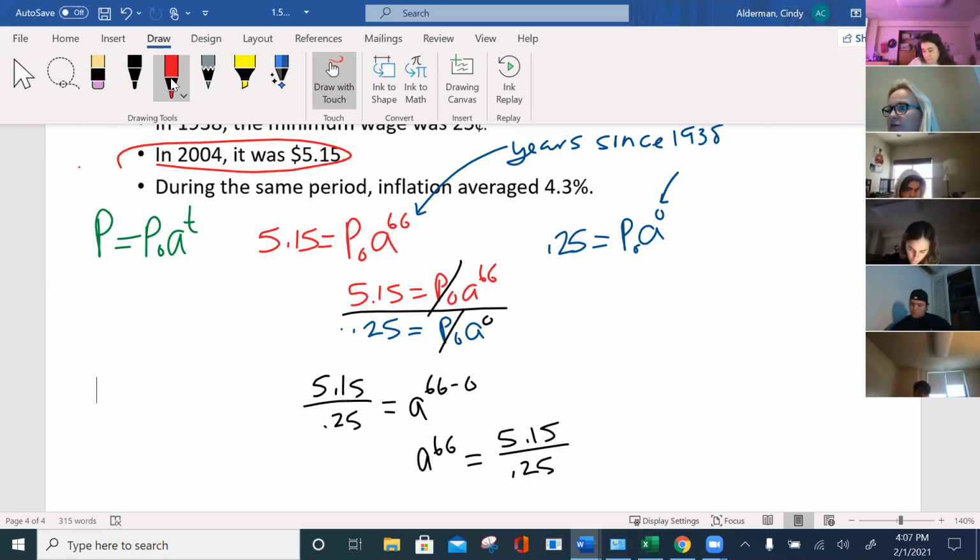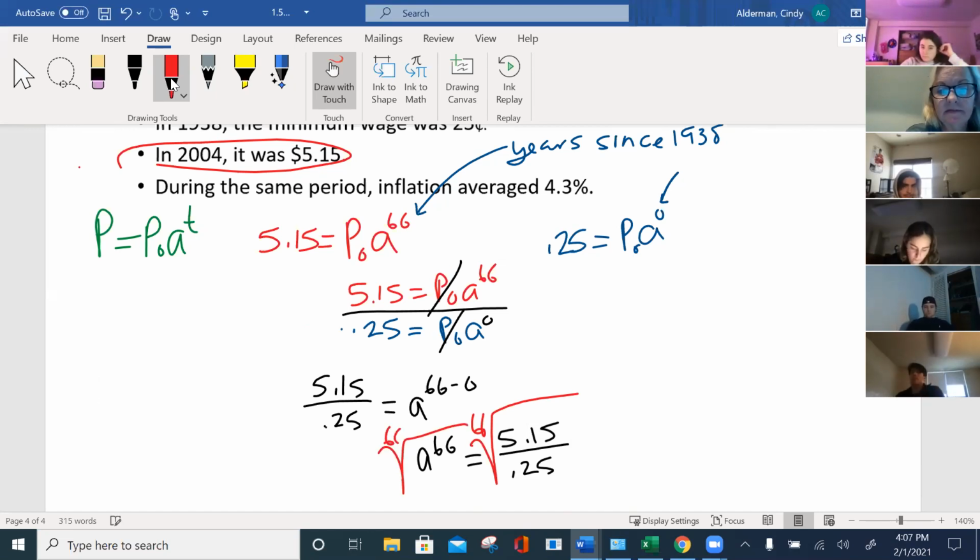And then what are we going to do to solve that to both sides? Yeah, go ahead, Dylan. Take the 66th root of both sides. Yeah, the 66th root, right? And you can do that using Desmos too. Another thing that you could have done is raise it to the 1/66 power. It's the same thing mathematically speaking.